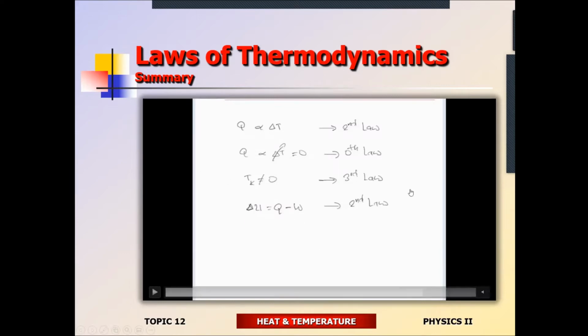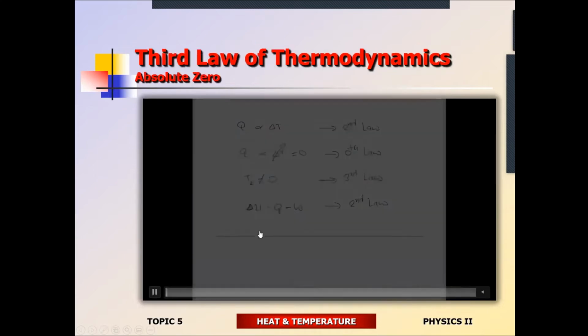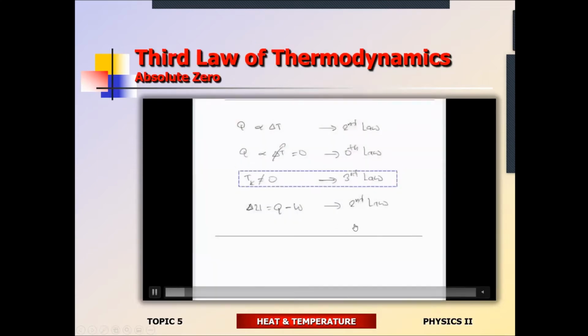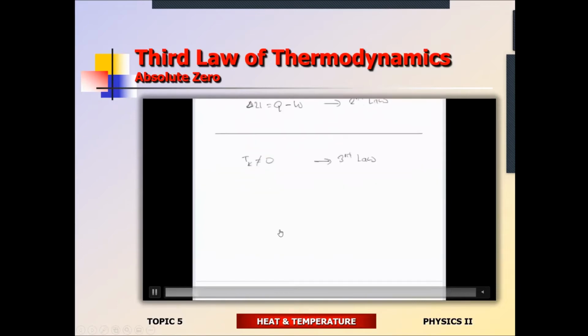The only things that we've dealt with so far are the zeroth law, the third law, and the second law. The first law is the one that we will deal with later, so don't worry about that one. This is known as the conservation of energy. That's how the conservation of energy was invented. All right, so the third law is the one that we're focusing on right now.